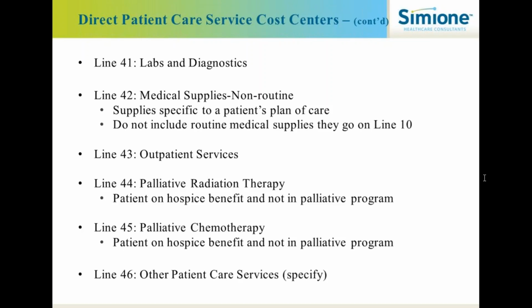Line 43 is outpatient services. Line 44 is radiation therapy. Don't be confused by the word palliative here. These are for radiation therapy for patients that are on the hospice benefit and not in a palliative care program. And the same with line 45, it's just regular chemotherapy for patients that are on the hospice benefit. Line 46 is for any other patient care services.